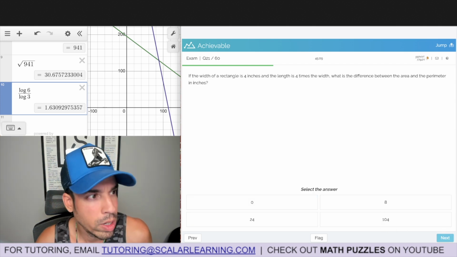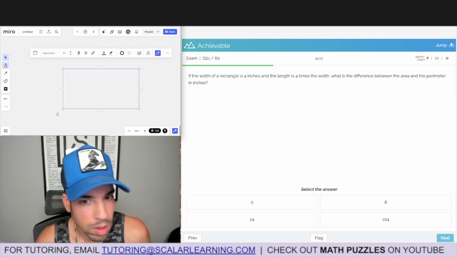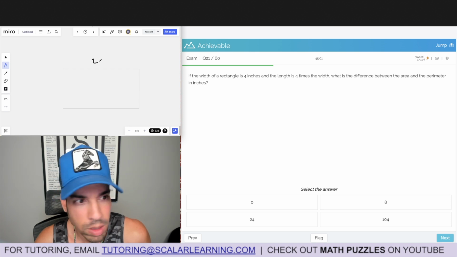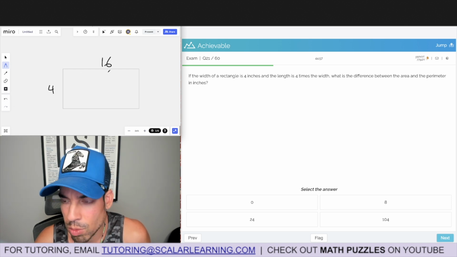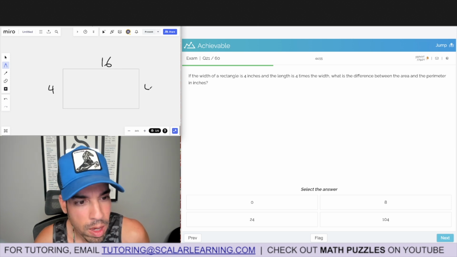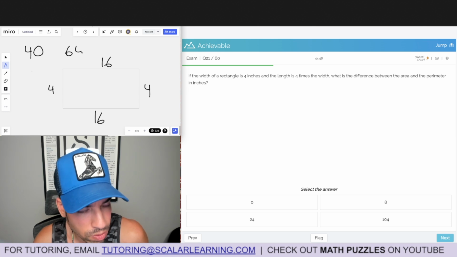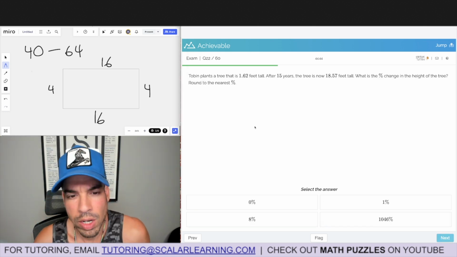Okay, next. If the width of a rectangle is 4 inches, and the length is 4 times the width, which is 16, what's the difference between the area and the perimeter? So for the perimeter, it'd be 16, 16, 32 plus 8 is 40. And then the area is 4 times 16, which is 64. The difference of these two would be 24. Boom, done. That's it.